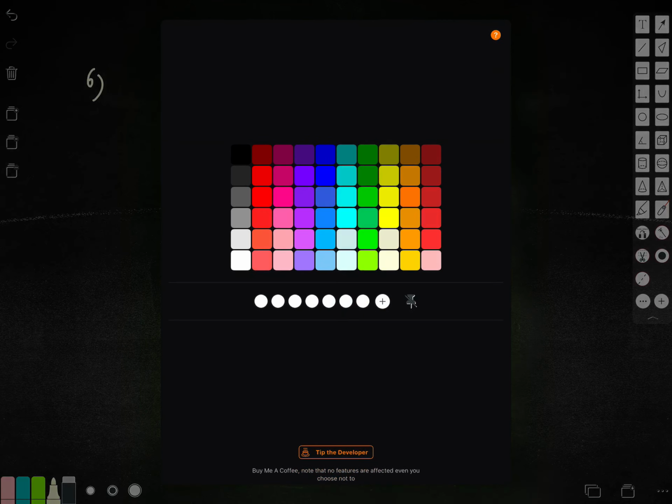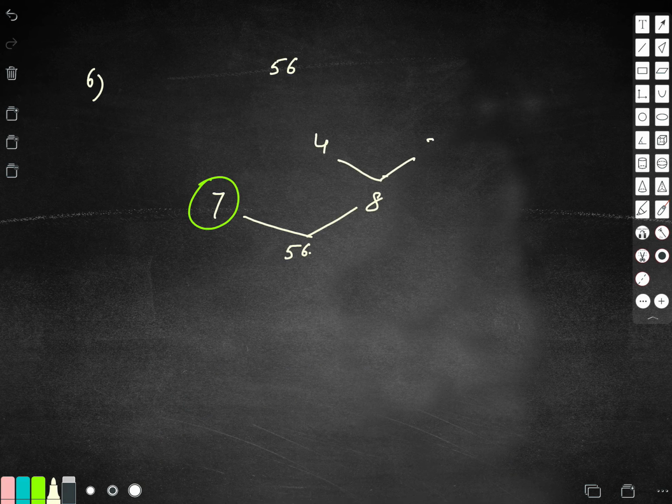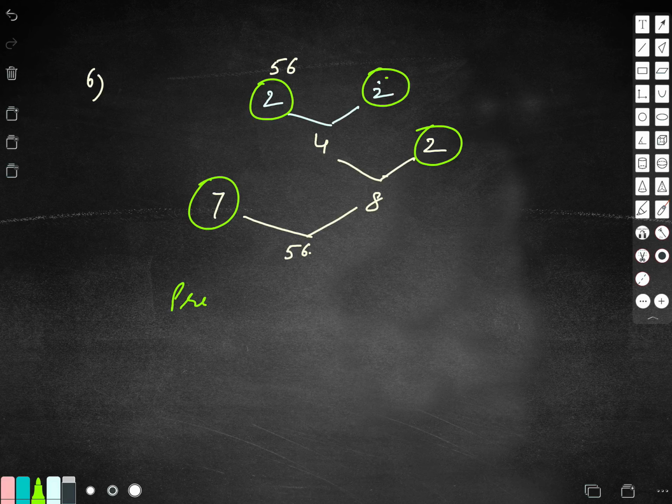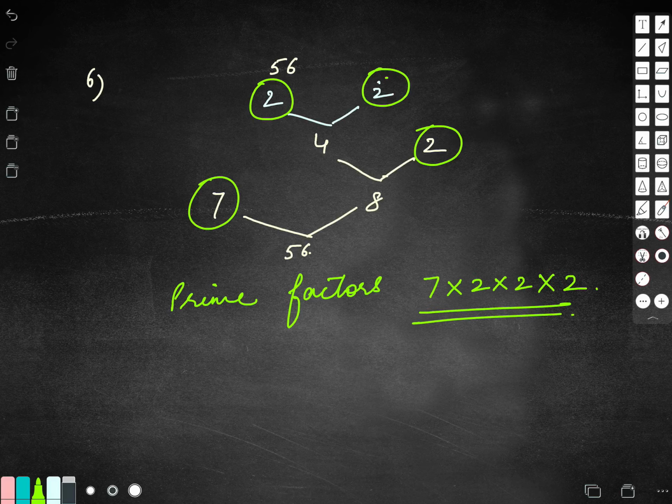The last question, children, if you want, you can do it on your own. Pause the video, do the sum and then check your answer. 56. 7 8s are 56. So I have received my first prime, but I have to move on with my composite. 4 2s are 8. I have again received one of the primes, but I am supposed to proceed with 4. It is 2 and 2. And both the 2s are prime numbers. So what are the prime factors which I have obtained? They are 7 multiplied by 2 multiplied by 2 multiplied by 2.